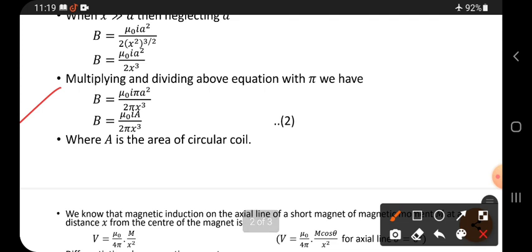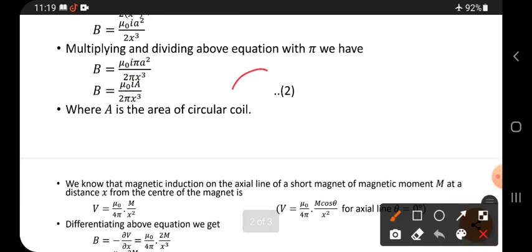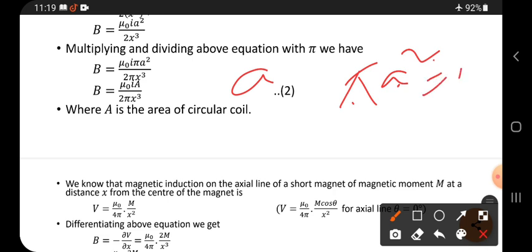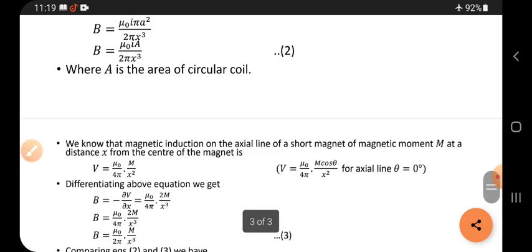Multiplying and dividing the above equation with pi. There is no pi in this equation, so I am multiplying here and dividing here. Just now I said A is a radius. Pi A square, pi into radius square, is the area. So in the place of this, area is written. Now keep it as equation 2.